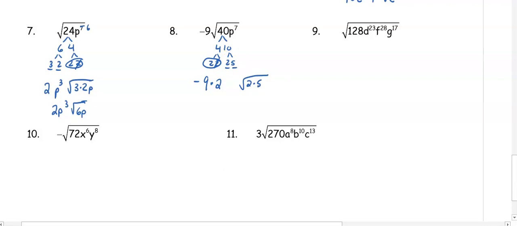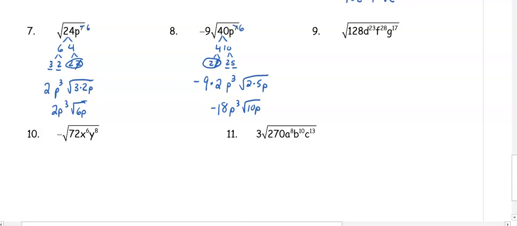Now, p to the 7th, again, is odd. So 1p will stay under the square root, which brings us down to 6. And then half of 6 gets us p to the 3rd. So we have negative 18, p to the 3rd, root 10p.